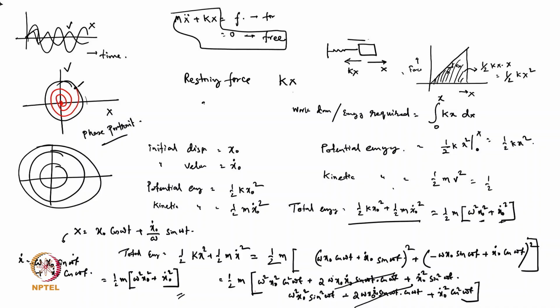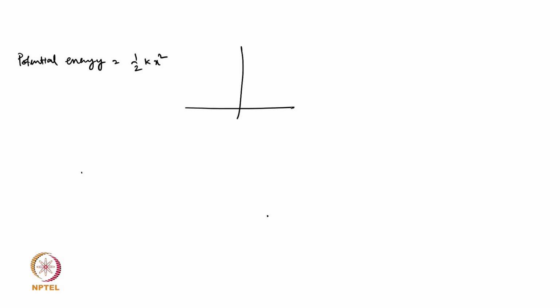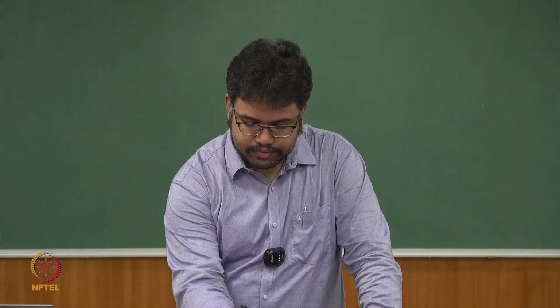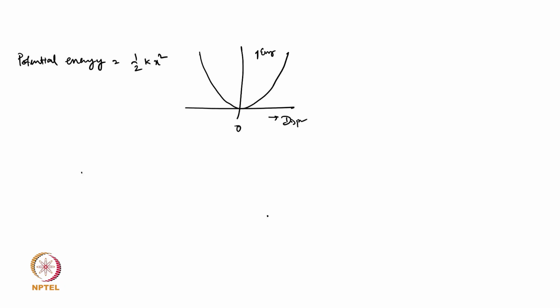Now let's see how it is associated with the energy profile of the system. So if I say that potential energy is half k x square, how should it look if I plot the energy here, and put the displacement here? It's a parabola. Exactly. And that zero point, the zero displacement, represents the mean point.